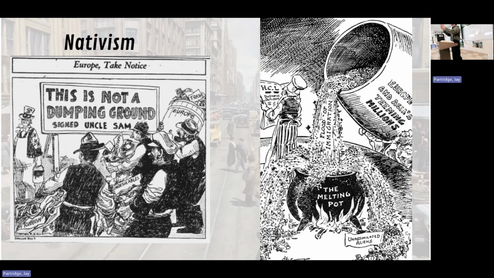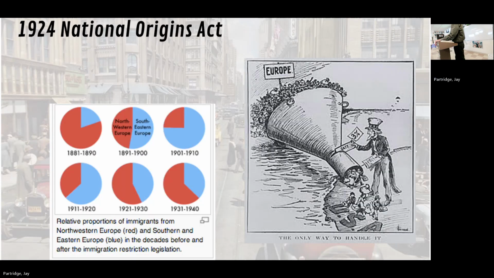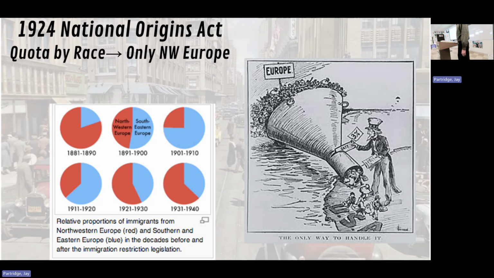But it ties directly to the Red Scare and Red Summer. And that's going to lead directly to the first ever blanket anti-immigration act in American history, the 1924 National Origins Act. And this would be the law of the land until 1965. And what did it do? It severely limited immigration by putting quotas directly by race.